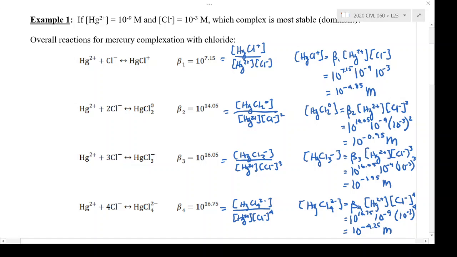And so now we need to answer the question, which is which complex is the most stable or the most dominant in this system. The 10x format makes it really easy to determine which one is the largest number, and we can see clearly that this is the largest number or the largest concentration. So this one is the dominant species under this set of concentrations. So that is our dominant species in this system.